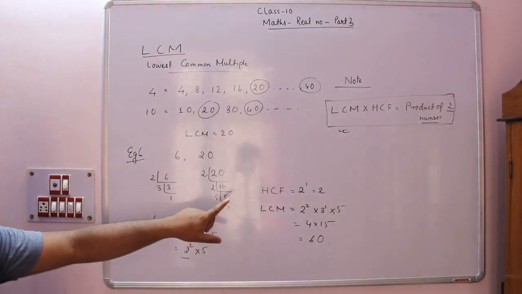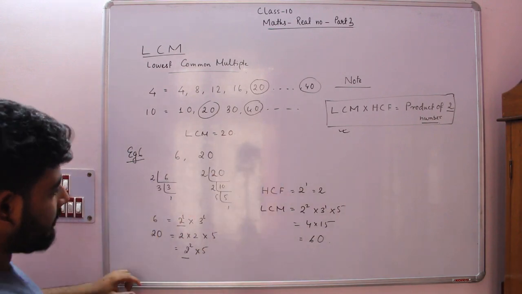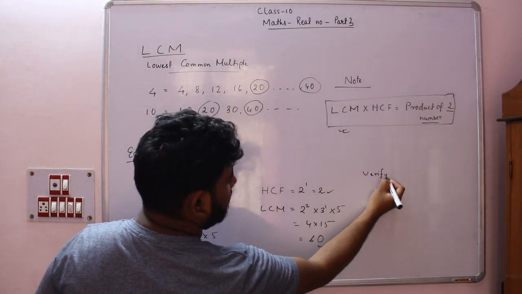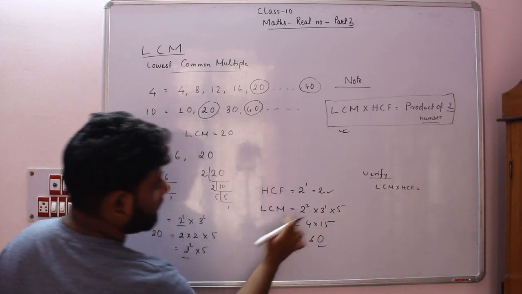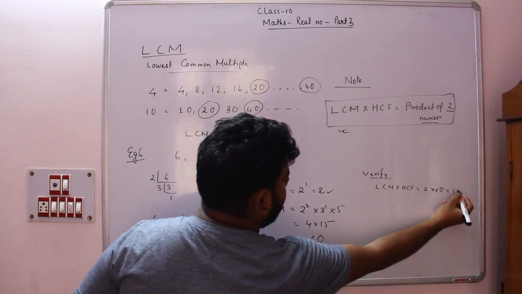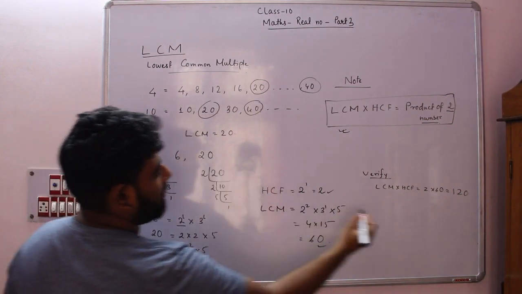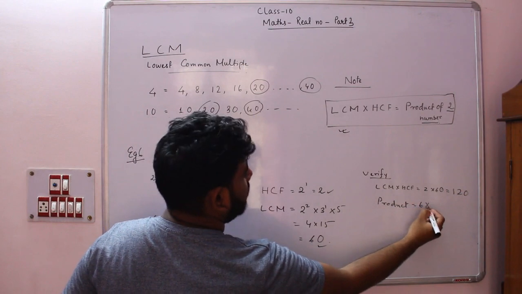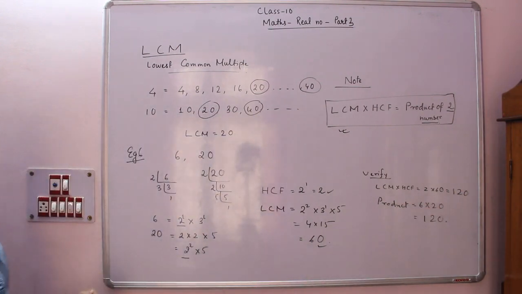Let us verify this. LCM into HCF. This is LCM and this is HCF. So if I verify this, LCM into HCF is 2 into 60, that makes it 120, right? And the product of two numbers is 6 into 20, that was our number, that is 120. Hence it is verified.